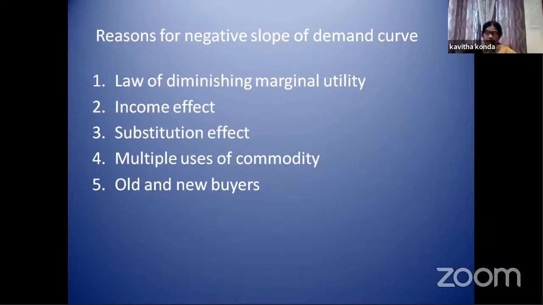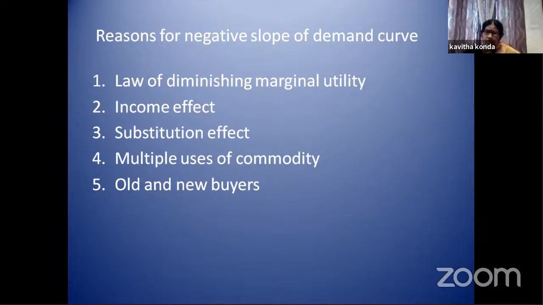Multiple uses of commodity means a commodity may have multiple uses, such as coal, electricity, or milk. For so many purposes we use these things. Electricity is used for agriculture, for domestic purposes in our houses, for industries, for the tertiary sector, for communications. For everything we need electricity.